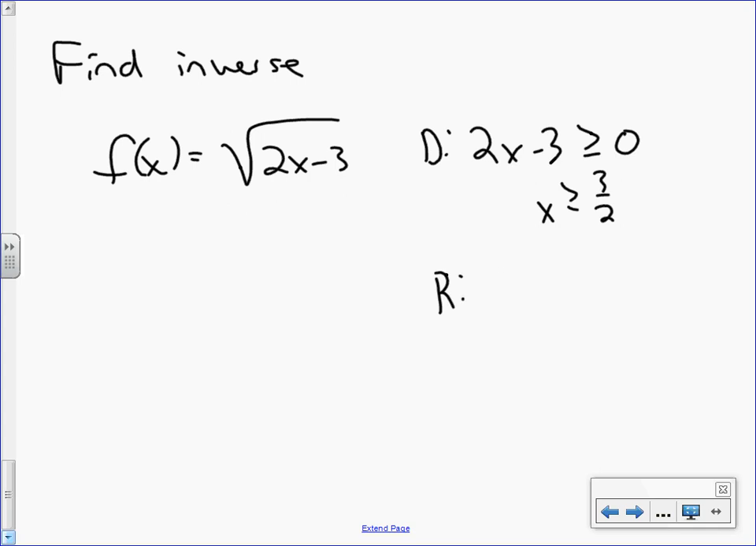This is one that you should know. I don't care what you plug into this. It's always greater than 0. Y is greater than or equal to 0. Now, some of these are going to be all real numbers, okay? That is going to happen.